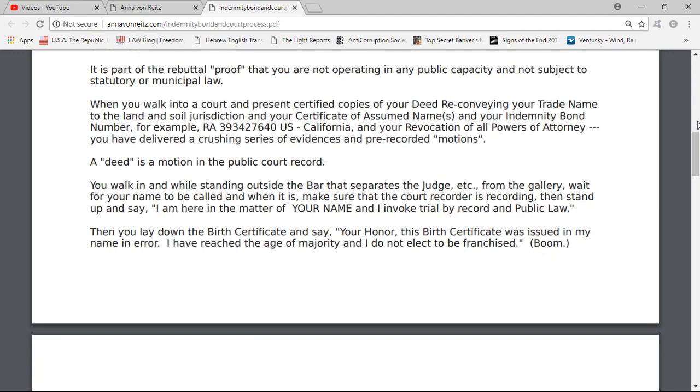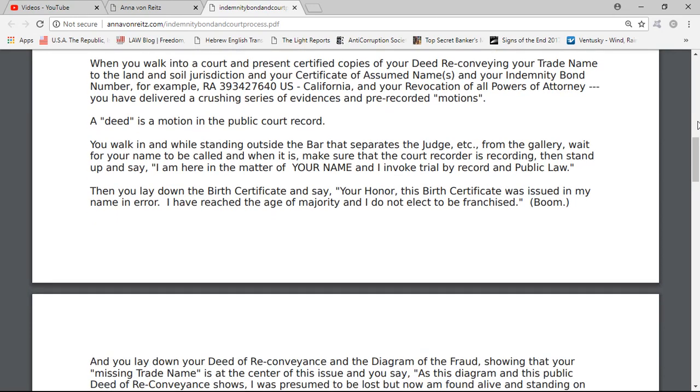It is part of the rebuttal proof that you are not operating in any public capacity and not subject to statutory or municipal law. When you walk into court, and this is the exciting part, and present certified copies of your deed of reconveying your trade name to the land and soil jurisdiction, your certificate of assumed names, your indemnity bond number, for example, RA 393427640 US, California, or whatever state you were born in, and your revocation of all powers of attorney, you have delivered a crushing series of evidences and pre-recorded motions. And a deed is a motion in the public court record.